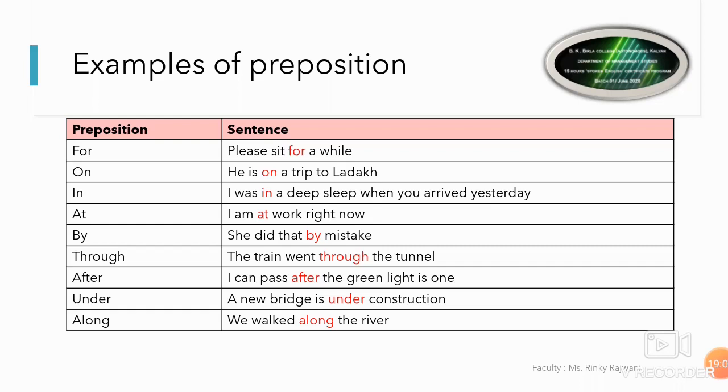So here we can see how these examples are placed before a noun or a pronoun, and they serve as a connection or describe a relationship between the noun, pronoun, or even the other words in the sentence. Without these words, your sentence will become incomplete. So these are prepositions like for, on, in, at, by, through, after, between, under, along.